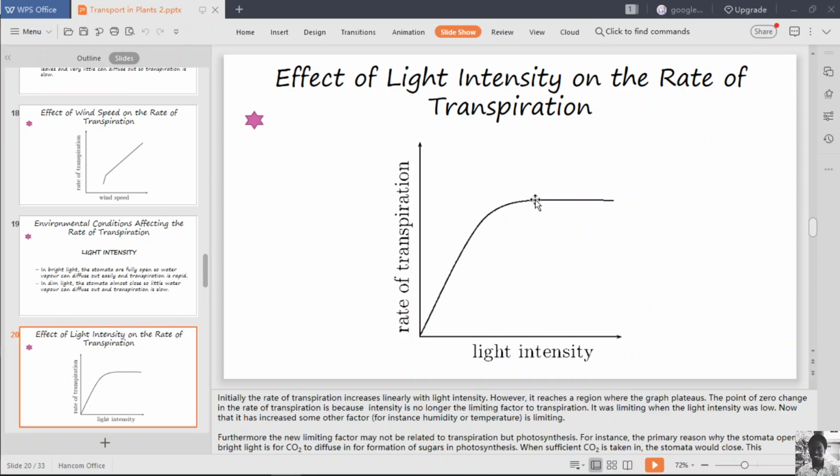What does that tell you? It tells us that the rate of transpiration is not limited by light intensity anymore. It means that some other factor is limiting the process or slowing down the process, right? Not light intensity. Light intensity was limiting until it reached that point, that point here where it started changing, and some other factor was also limiting until light intensity was completely out of the picture. And that's true with any factor that affects a process.